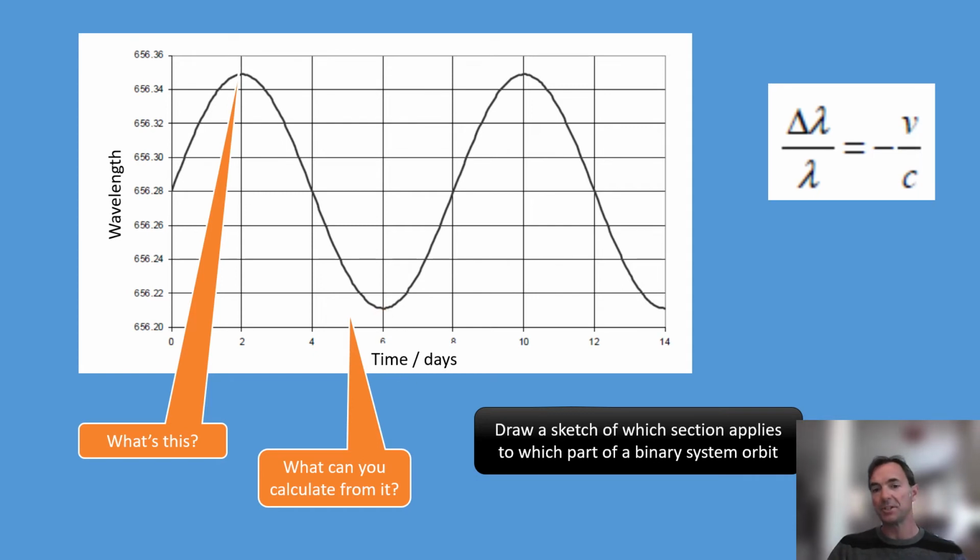And then it says, draw a sketch of the section which applies to which part of the binary system. So you'd have to draw two stars going around each other, or a planet going around a star. It doesn't matter, because in this case, you're looking at one star's emission.